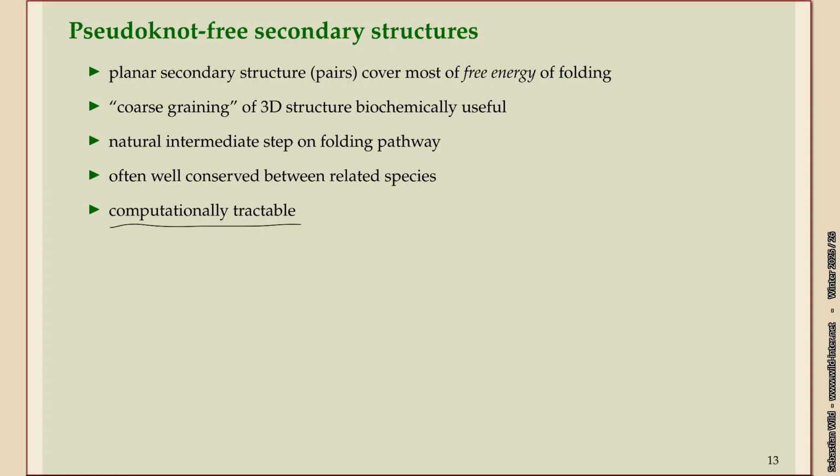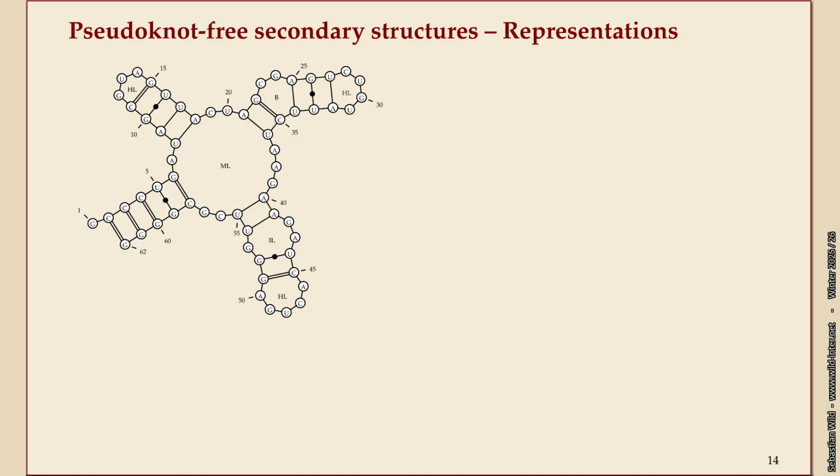In a way, I should say this is so widely accepted that if you, in general, look for RNA secondary structures, people implicitly mean pseudo-knot-free. You have to explicitly include pseudo-knots in the language because it's so widely accepted that you can't deal with pseudo-knots in general, that people will understand pseudo-knot-free as the default. Let's study these kinds of structures a bit more.